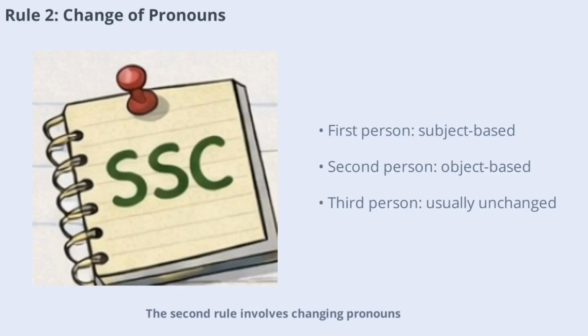The second rule involves changing pronouns when converting direct speech to indirect speech. First person pronouns I, we, my, our, me are changed according to the subject of the reporting verb. Second person pronouns you, your change according to the object of the reporting verb. Third person pronouns he, she, it, they, him, her, them usually remain unchanged. This rule ensures that the reported sentence makes sense in its new context.